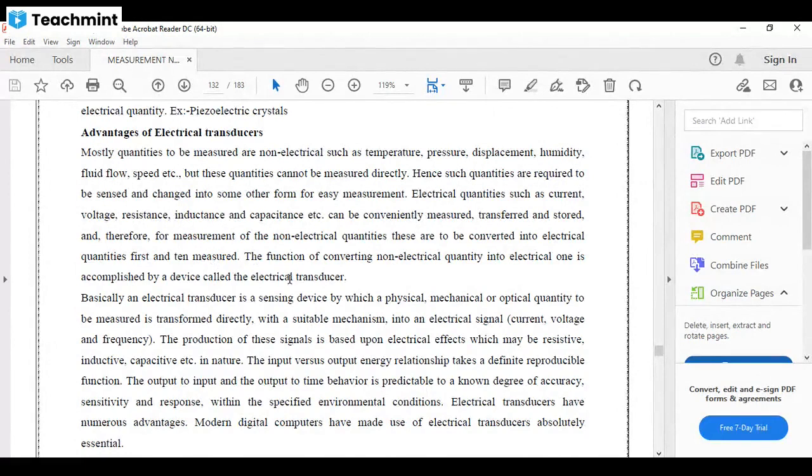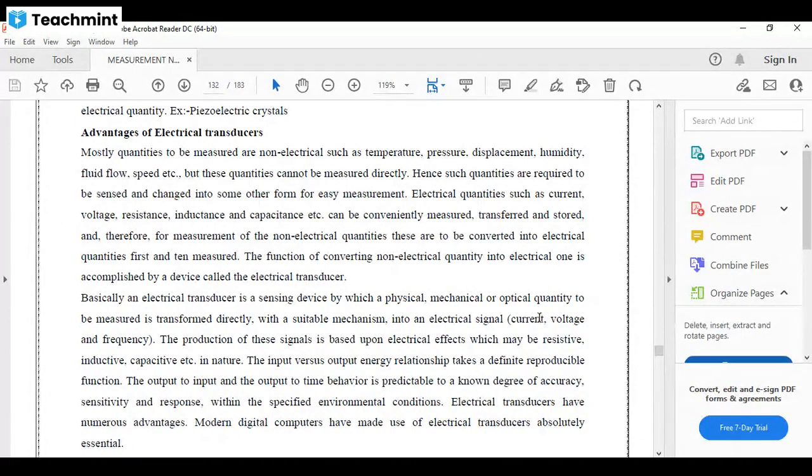So what is an electrical transducer? It converts a non-electrical quantity into an electrical quantity for measuring purposes. So these are called electrical transducers. Basically, an electrical transducer is a sensing device by which the physical, mechanical or optical quantity to be measured is transformed directly with a suitable mechanism into an electrical signal.